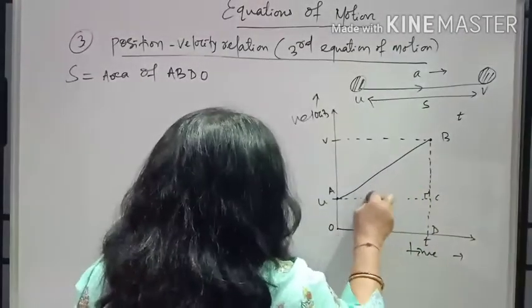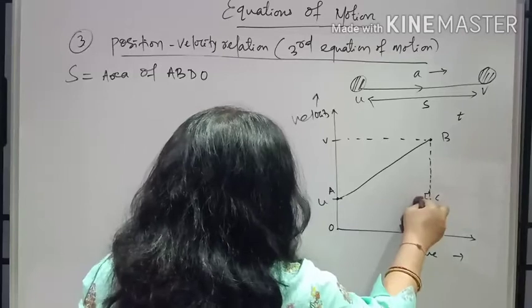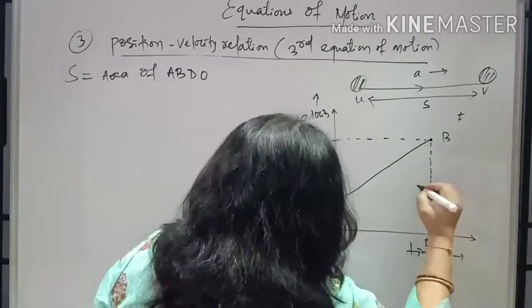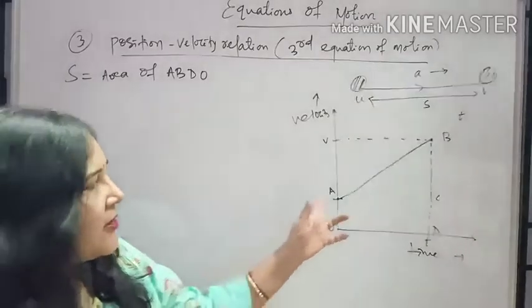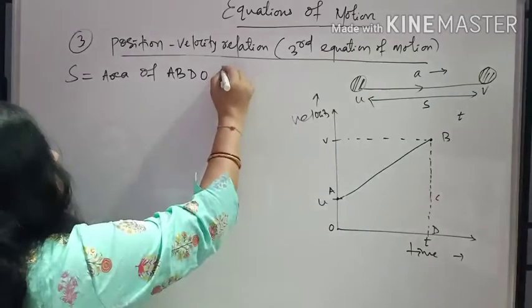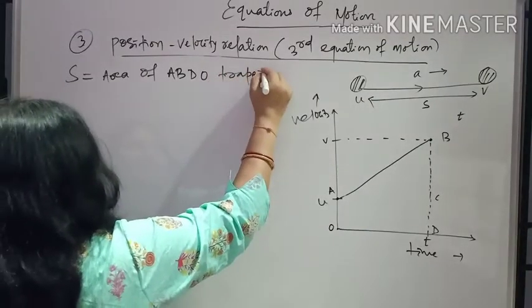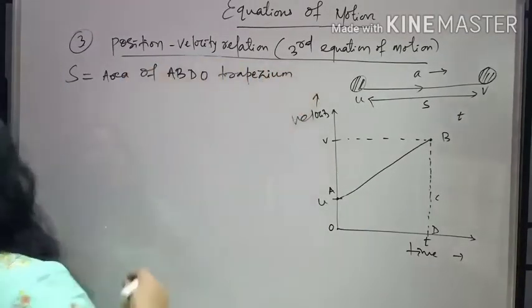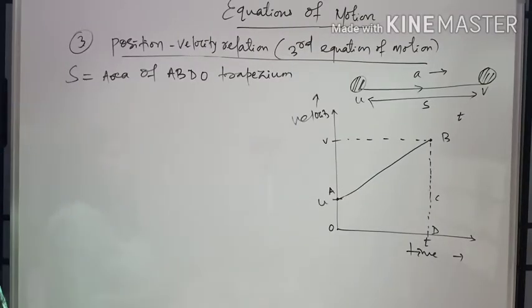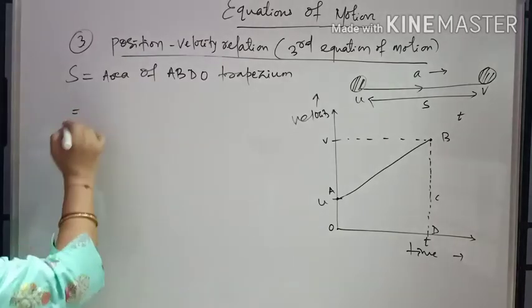In the previous case I divided this whole figure into two parts. But this time I am taking a single figure and finding the area. If you look at the shape of this figure, actually this is a trapezium. So I'll write ABDO trapezium. This is the distance covered in time t. So let's put the formula for the trapezium's area and find out S.